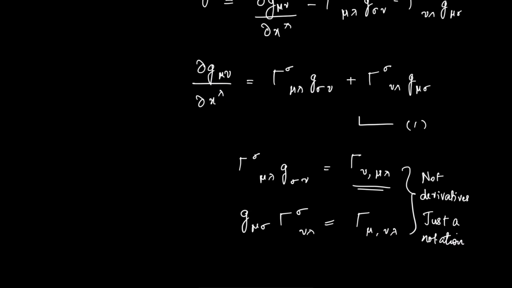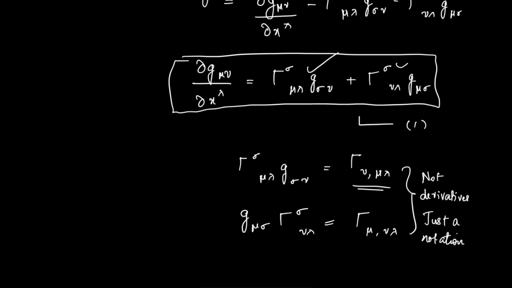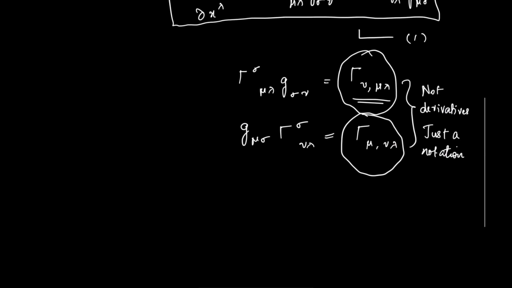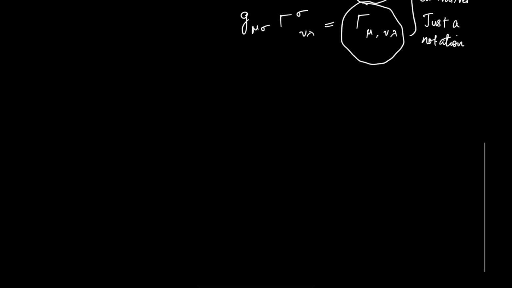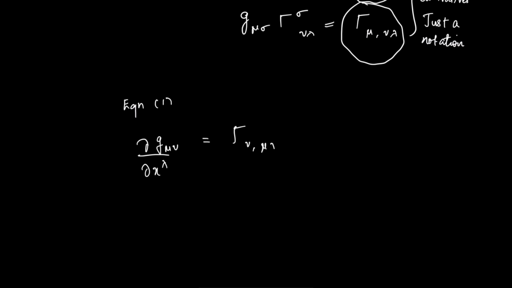Okay, so I can rewrite equation number 1 because these two terms I have now defined in terms of another Christoffel symbol. So now I am going to substitute in equation number 1. So equation number 1 becomes partial derivative with respect to x lambda G mu nu is equal to Christoffel symbol nu mu lambda plus Christoffel symbol mu nu lambda. So let this be equation number 2.